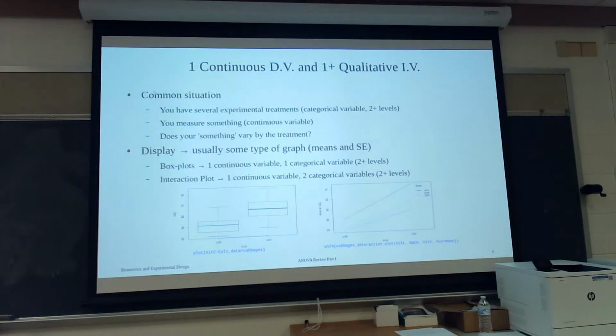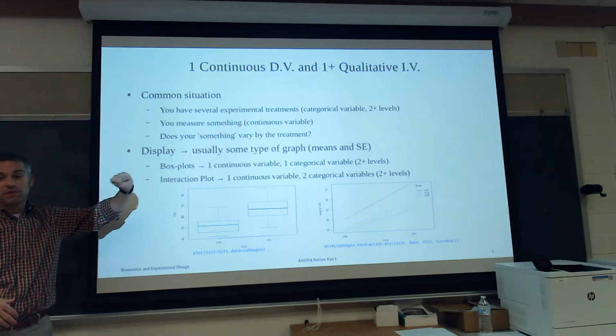All right, so here's our first situation. We've got several experimental treatments. We made a measurement on something, and then we asked, does our something vary by treatment? So we collect our data. The first thing we want to do is make a visual display, a graphical display. Typically that's going to be a plot of our means and then standard error or standard deviation. I prefer standard error. But a simple way in R is just to generate a box plot.